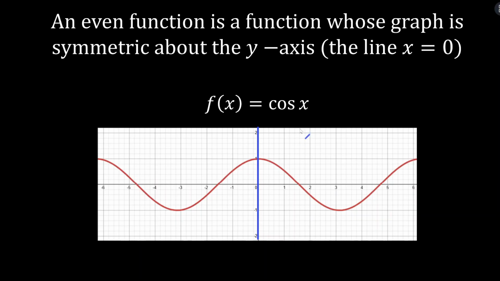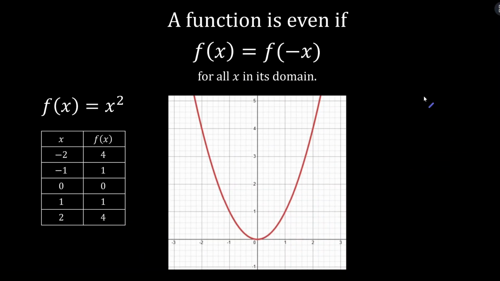So let's use this symmetry to help us understand the formal definition of what it means for a function to be even. A function is even if f of x equals f of negative x for all x in its domain. This is, again, function notation. Inside the parentheses we have inputs or x values. What's the relationship between these two inputs? They are of opposite sign. If x is 1, for example, then negative x is negative 1. If x is negative 2, then negative x is positive 2.